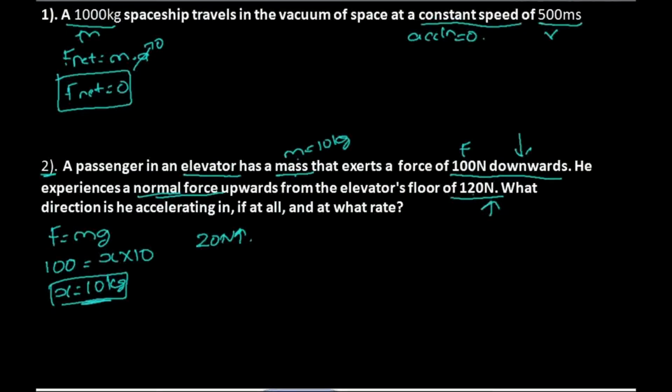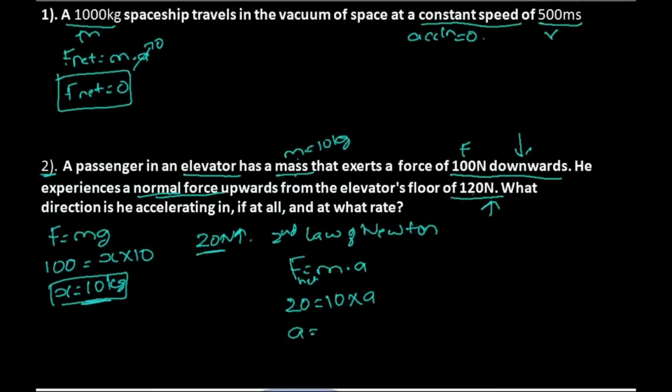Considering the second law of motion, Newton's second law, we can say F is equal to m into a. The net force is 20 Newton upwards. The mass they have given is 10 kg, and what is the acceleration? So a is equal to 2 meters per second squared.